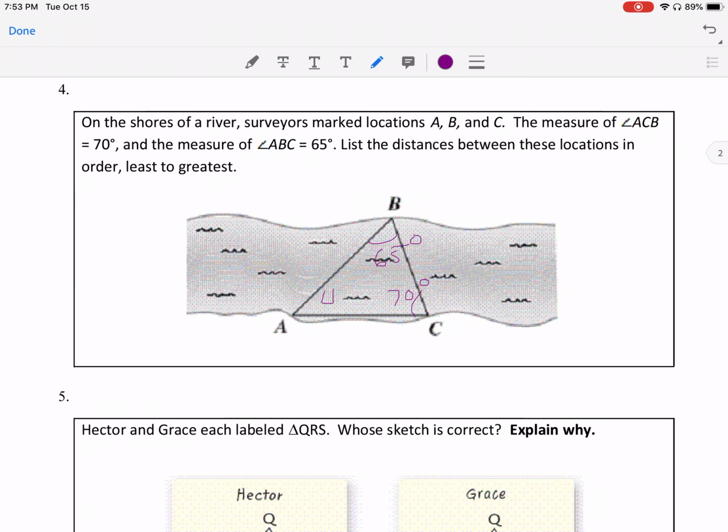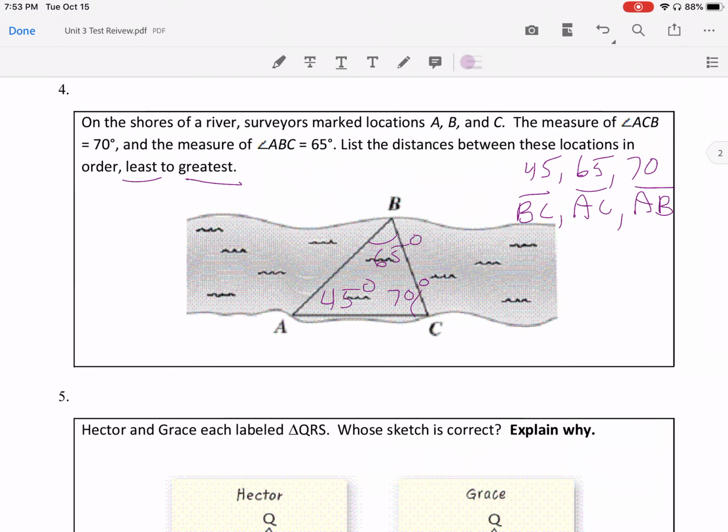So this right here had to be 45 degrees when you subtract from 180. It says from least to greatest, so I write the angles from least to greatest, so it's going to be 45, then 65, then 70. The side opposite the 45 is BC. I put a segment bar over it because I'm talking about the segment. Then 65 is AC, and then 70 is AB. So that was that one.